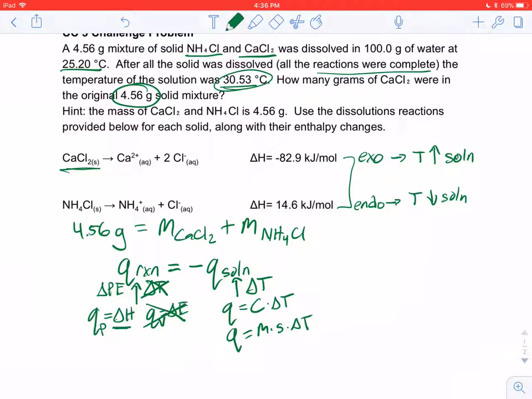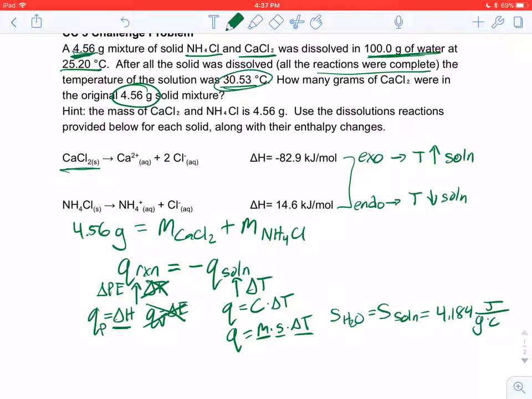We know that our temperature change is provided. The mass of our solution total is going to be 100 grams of our water plus the 4.56 grams of our salt. And the specific heat of our solution is going to be equal to the specific heat of water, which is 4.184 joules per gram degrees Celsius. This is something we've discussed in class: since it's mostly water, we can conclude that the specific heat is equal to the specific heat of water.